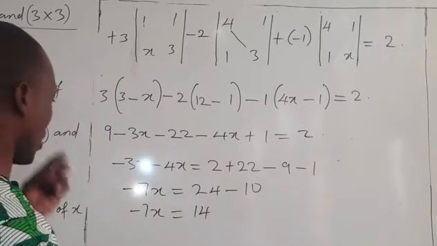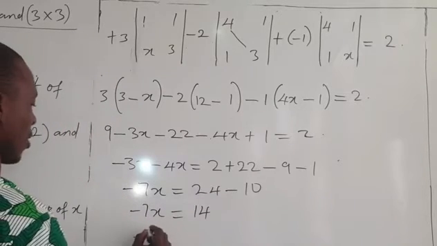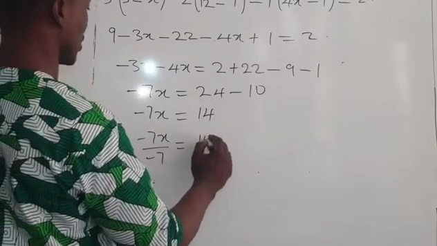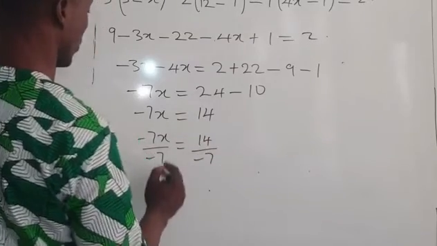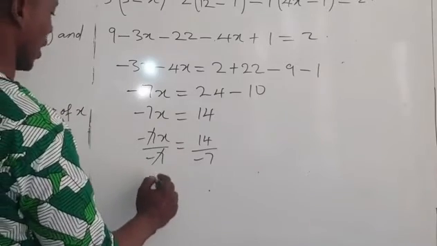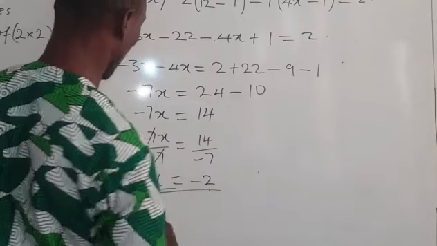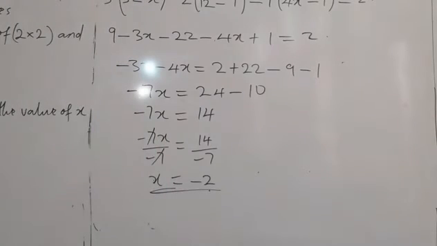So you divide both sides by minus 7. So we have minus 7x over minus 7 equals 14 over minus 7. So this cut, x equals minus 2. So the value of x is minus 2. So what you are saying is, if you put minus 2 here and find the determinant of this matrix, you are going to get 2 as your answer.